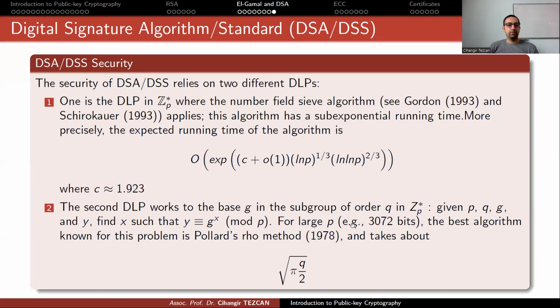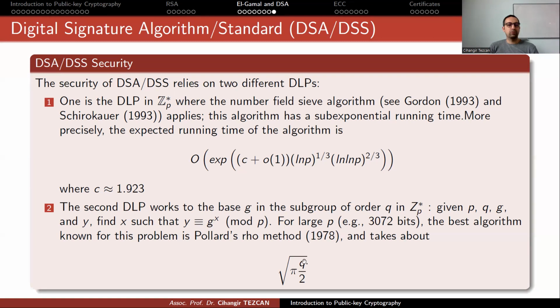But for the generic group, the second discrete logarithm works to the base G in the subgroup of order Q in Zp star. Given P, Q, and G and Y, your aim is to find X such that this equals to this, right? For large P, for instance, 3072, the best known algorithm for this problem is Pollard's rho method, which actually solves it in square root of Q. So this is not a big problem here.